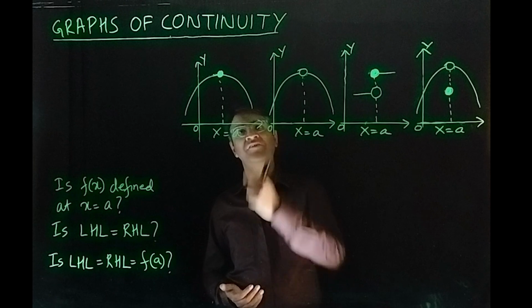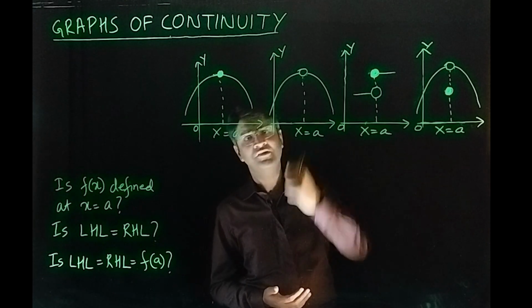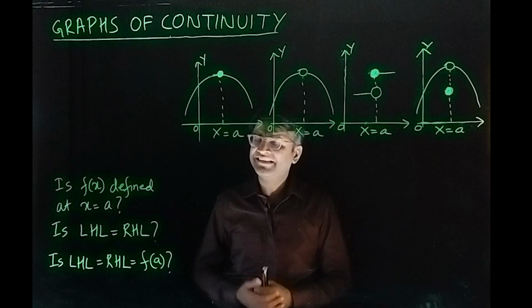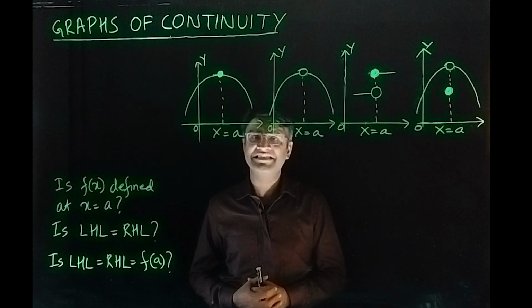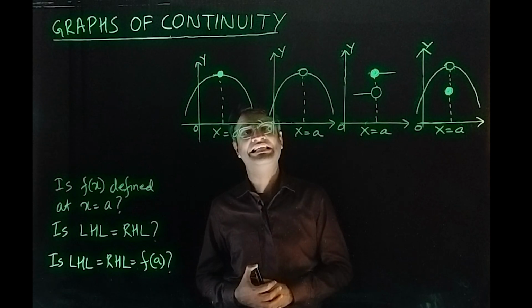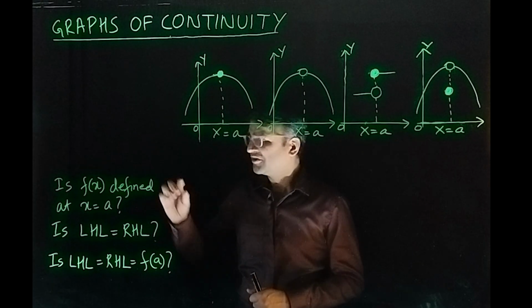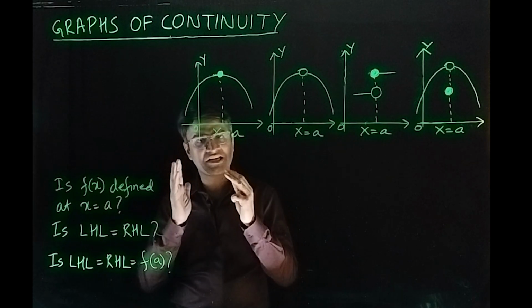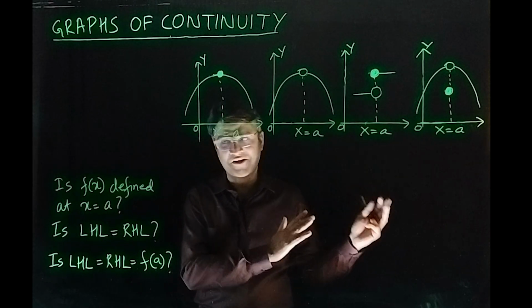But what happens if you see a dark circle, a hollow circle, or a combination of dark and hollow circle? What would you do? The answer to that question lies in today's video, where we will be analyzing continuity graphically. So the three conditions of continuity are listed here. We will check one by one for each graph.